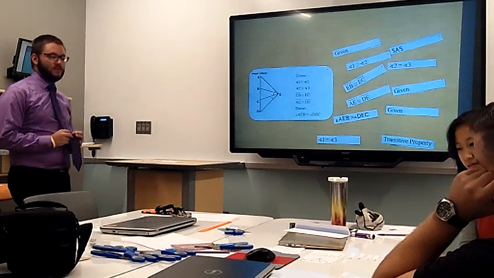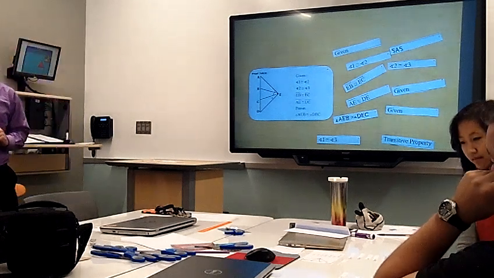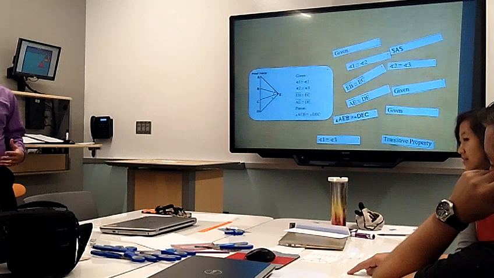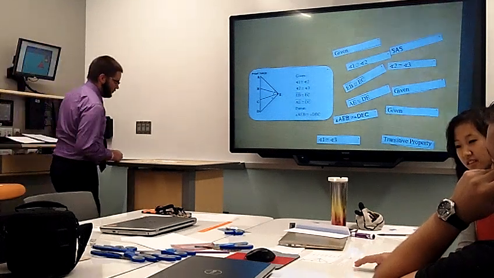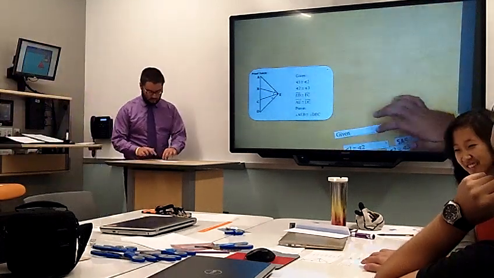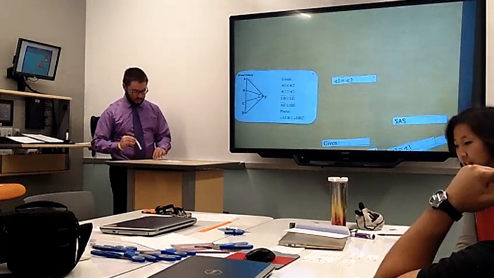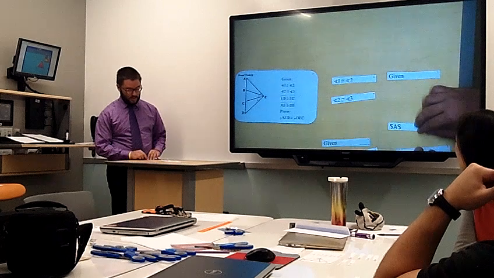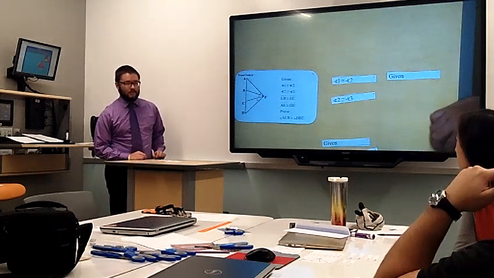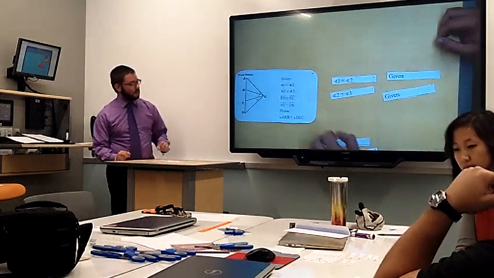So what is another assumption that you can make when you keep going with this? What can you add to that next? Angle 2 is congruent to angle 3. And what is your reasoning for that, Nick? That's given. That is also given, because it's listed right there.